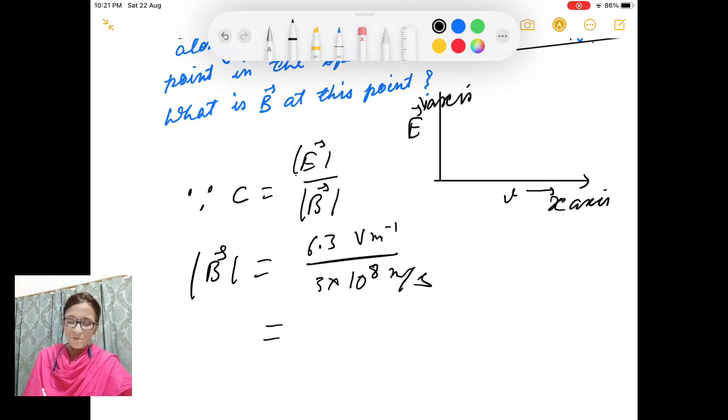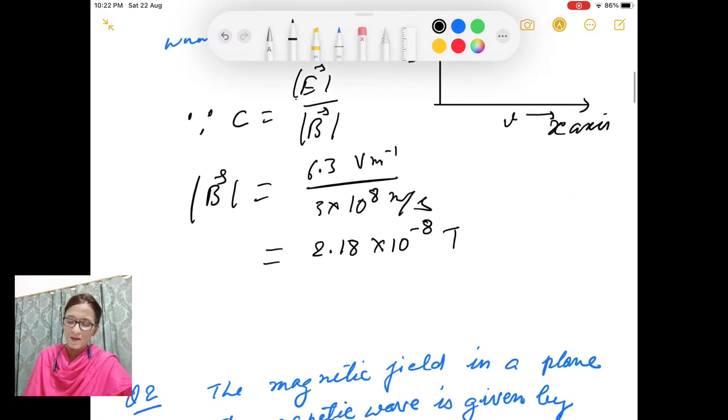I have calculated this value from before. It is equal to 2.18 into 10 to the power minus 8, and the SI unit of magnetic field B is Tesla. So this is the magnitude of magnetic field. Now for direction.